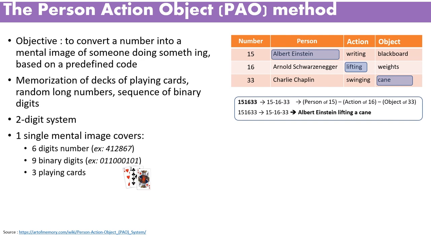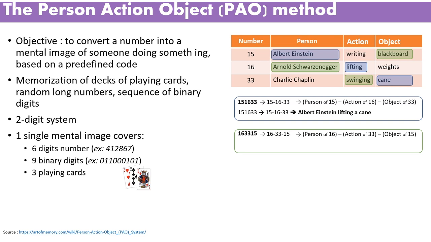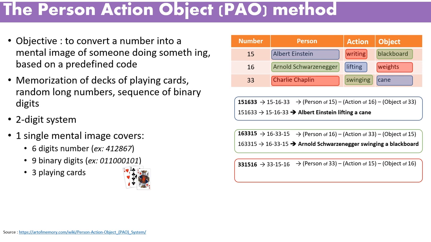If you know your initial code very well, and you have practiced it a lot, then the coding and decoding takes very, very little time. It's quite automatic. Let's go faster for the second example. 163,315. Person of 16, action of 33, object of 15: Arnold Schwarzenegger swinging a blackboard. And for the third example, 33, 15, 16. Can you guess what it is?